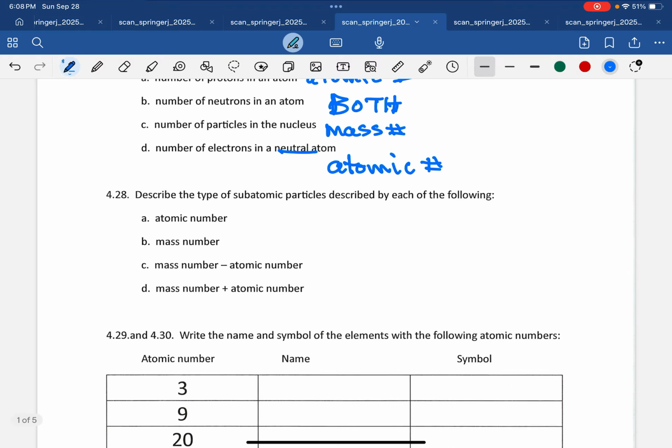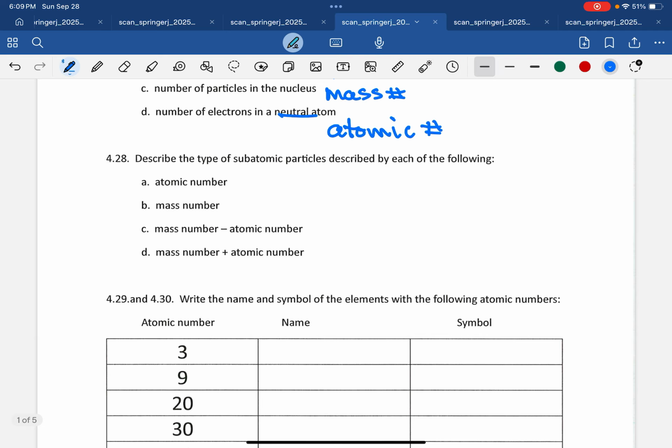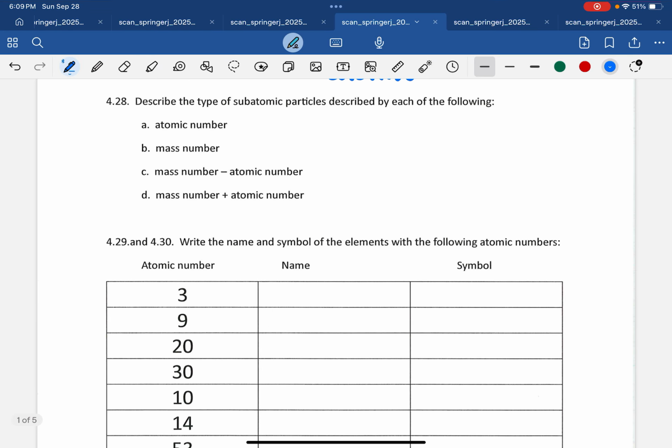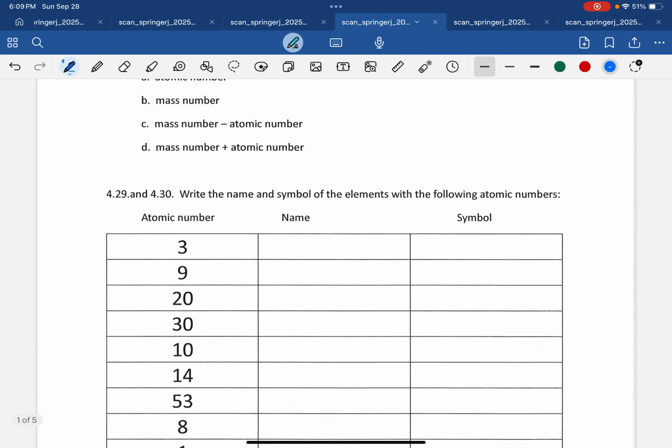All right, see if you can do 4.28. Describe the type of subatomic particles described by each of the following. Oh, that's easy. You can do that. All right, so do that. That'll be turned in later.